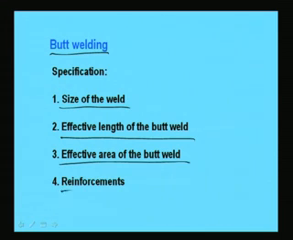So, these 4 parameters we have to know: size of the weld, then effective length of the butt weld, then effective area of the butt weld, and then reinforcements. Basically, in case of butt weld, complete penetration of weld metal can be ensured in case of double V, double U, double J and double bevel joint. So, complete penetration we can make with the use of double V, double U, double J or bevel joint.